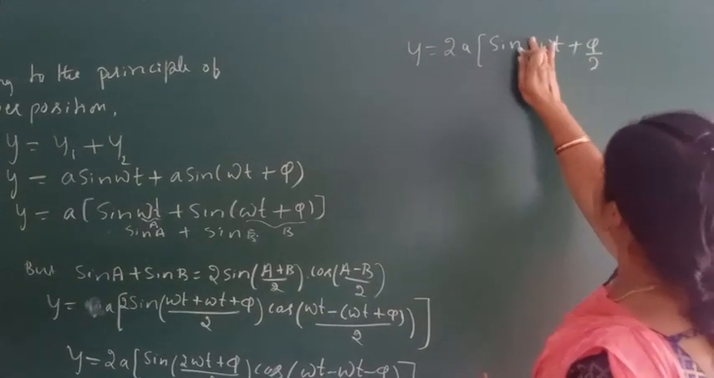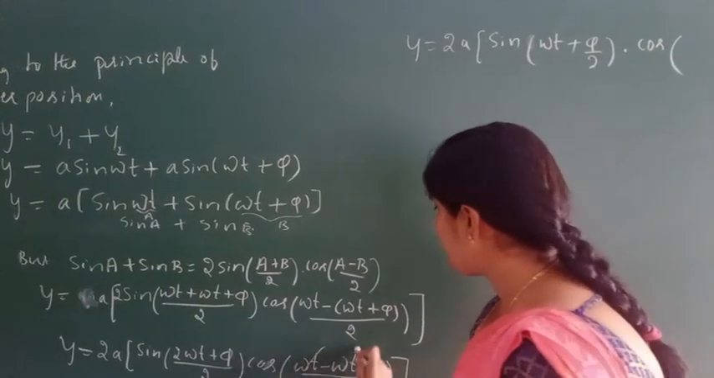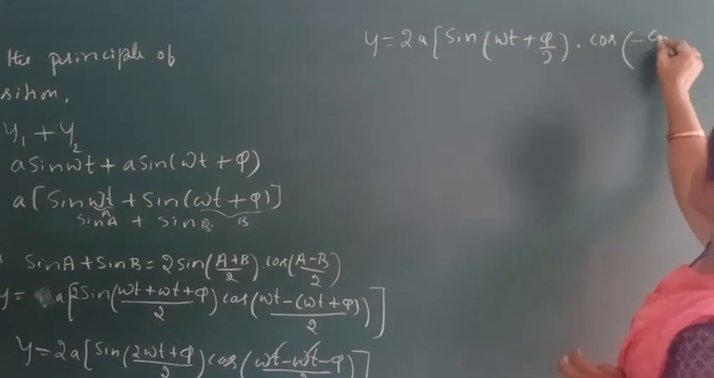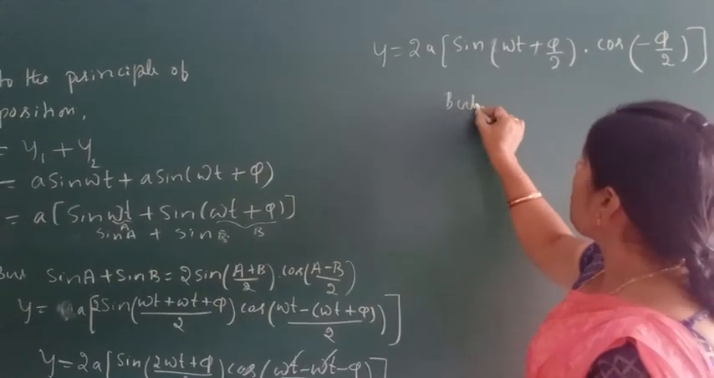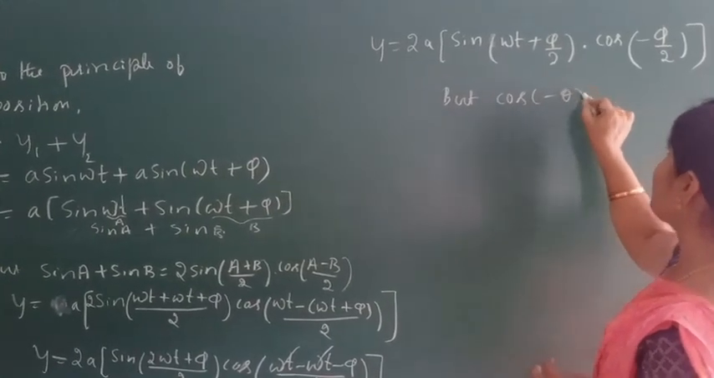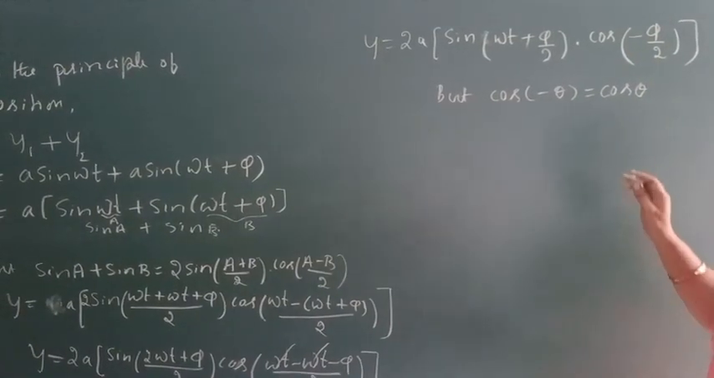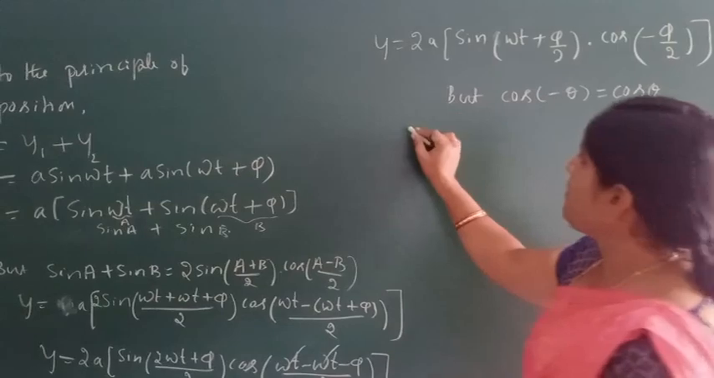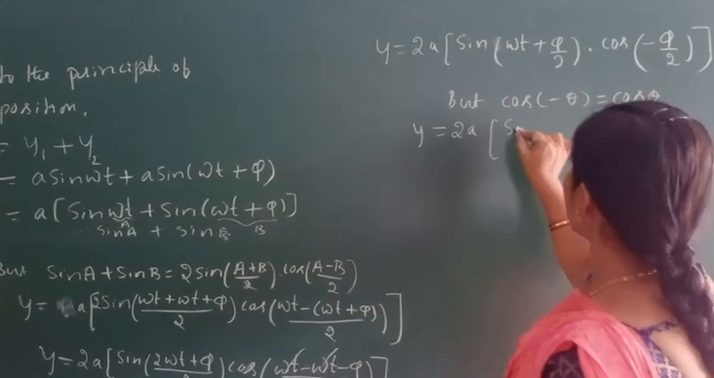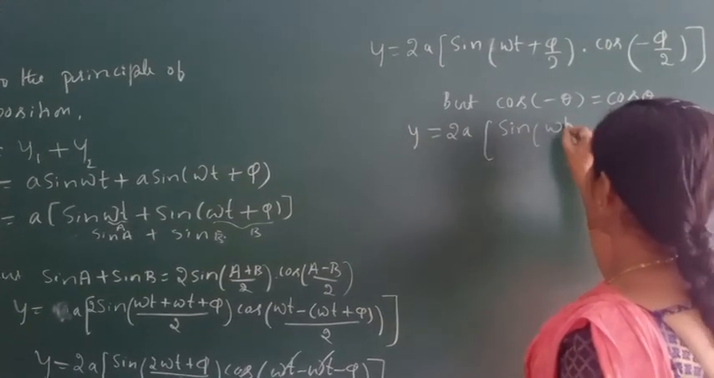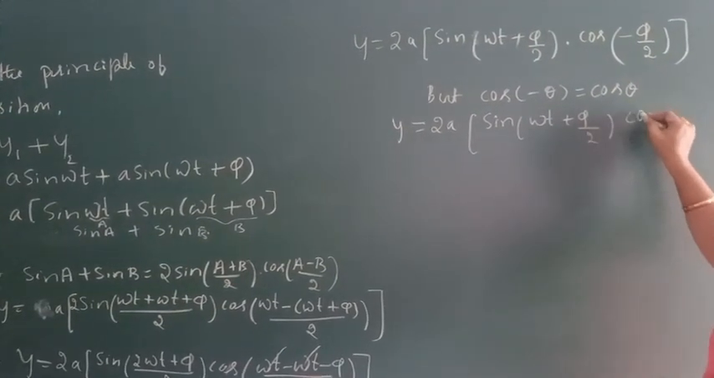Sin omega t plus phi by 2 into cos of plus omega t minus omega t get cancelled, remaining is cos of minus phi by 2. But we know that cos of minus theta is equal to cos theta. So cos of minus phi by 2 is equal to cos phi by 2. So this equation becomes y is equal to 2a into sin omega t plus phi by 2 into cos of minus phi by 2, which becomes cos of plus phi by 2.